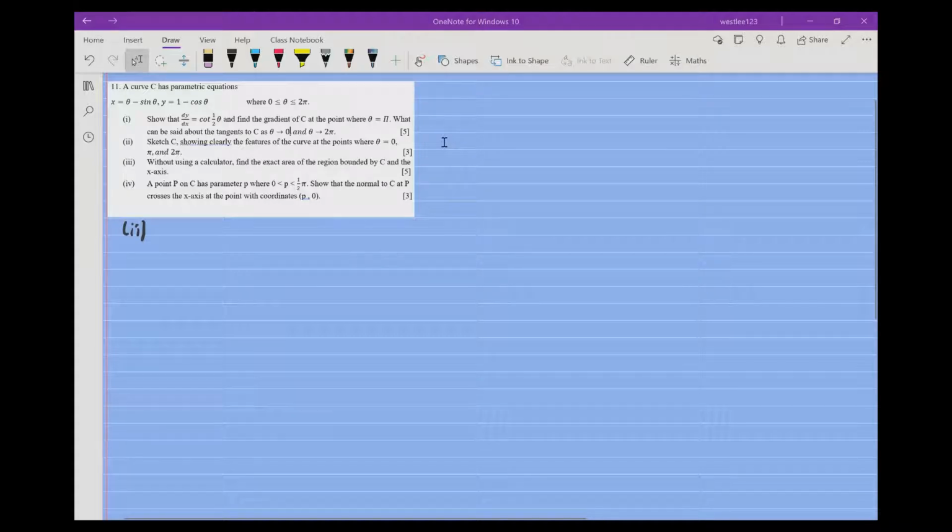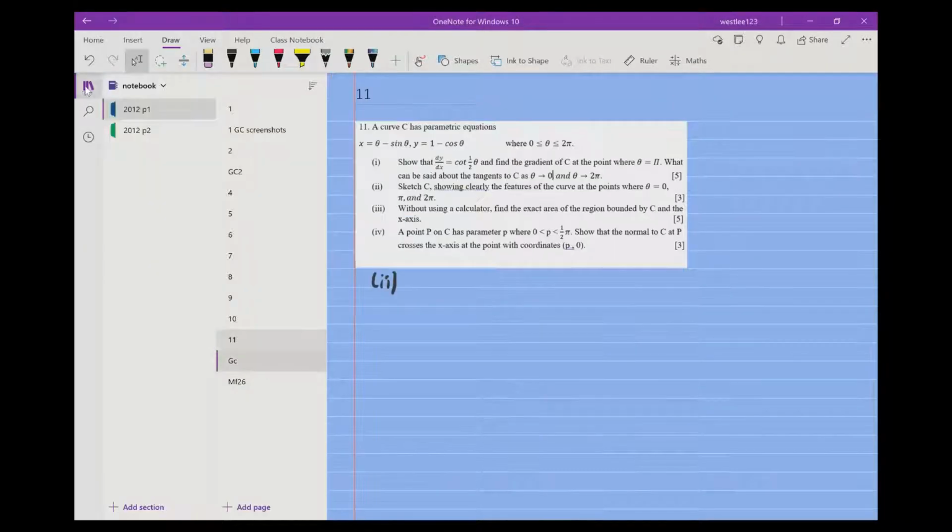For part 2, sketch the curve C, showing clearly the features of the curve at the points where theta is 0, pi, and 2 pi. Okay. So for those of you who cannot draw the shape of this curve, you can use the GC to help you. So let me show you some of the screenshot.